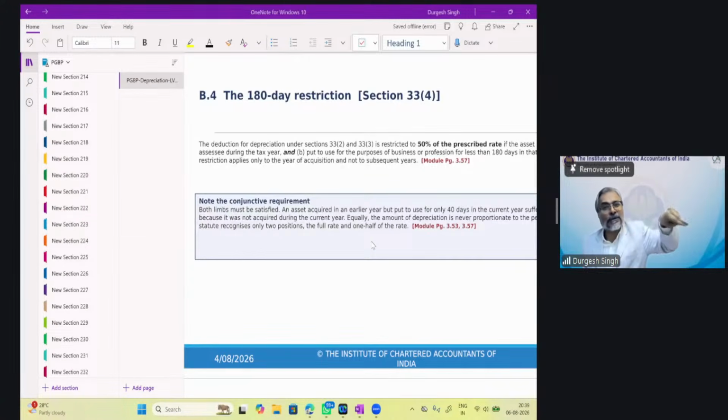And if it is a business or a commercial right, it is what? It is nothing but an intangible asset, because business or commercial right is also referred to as an intangible asset. Clear now?